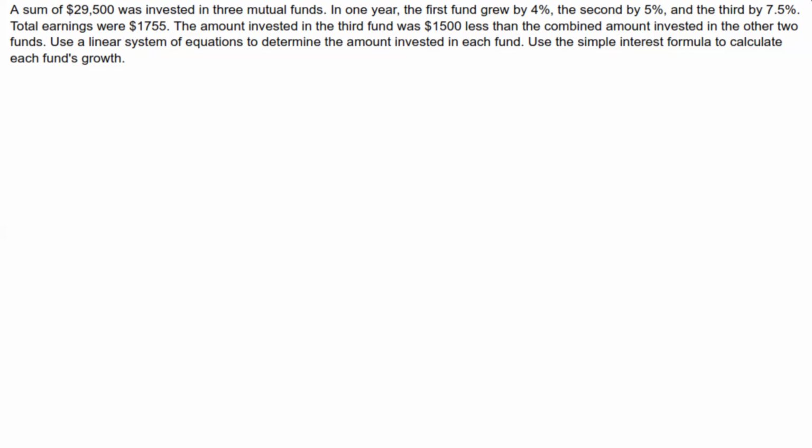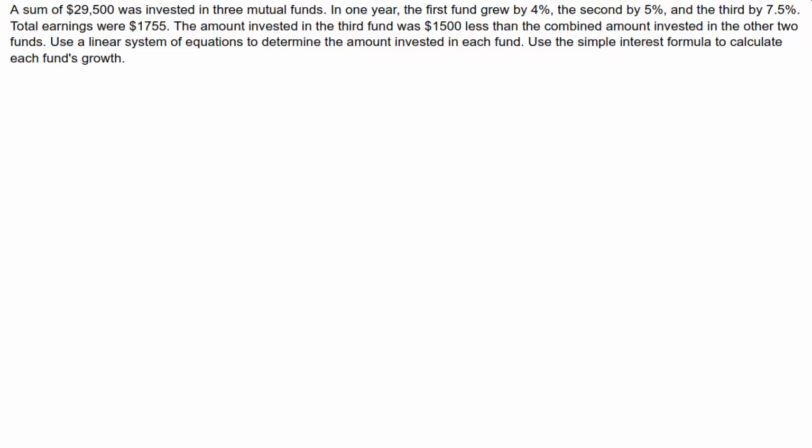Use the simple interest formula to calculate each fund. Well, simple interest, I equals PRT, and T in this case is going to be equal to 1 because it's just in 1 year. So we just have the principal times the rate, and that's how much interest.